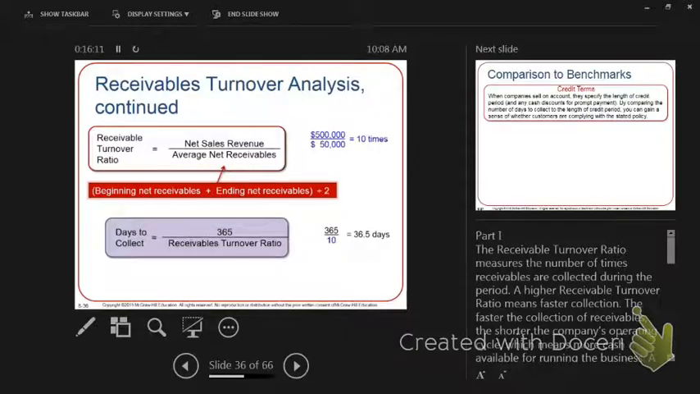So again, 10 times, is that good? Well, it's 36 and a half days. Is 36 and a half days good? It depends, but overall, in today's world, that's probably not bad. Do you want it faster? Yeah, but that's probably not bad.